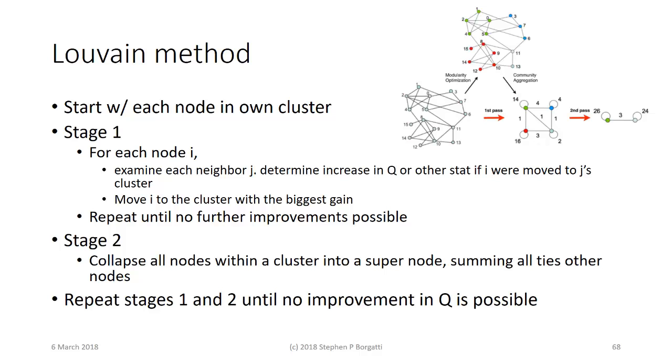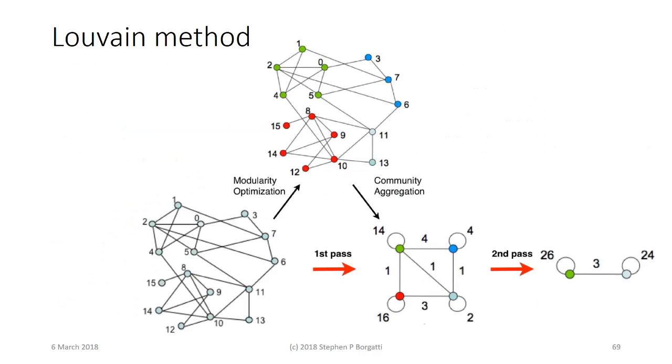At that stage, it does something interesting. It collapses all the nodes within a cluster into a single supernode. And then any ties that that supernode has to other nodes get summed up. So let's repeat. Let me show this bigger here.